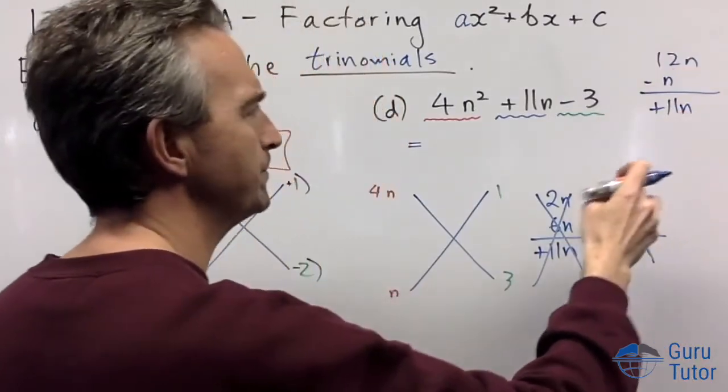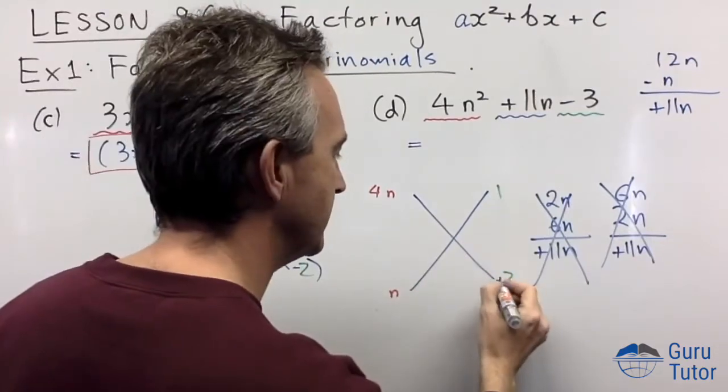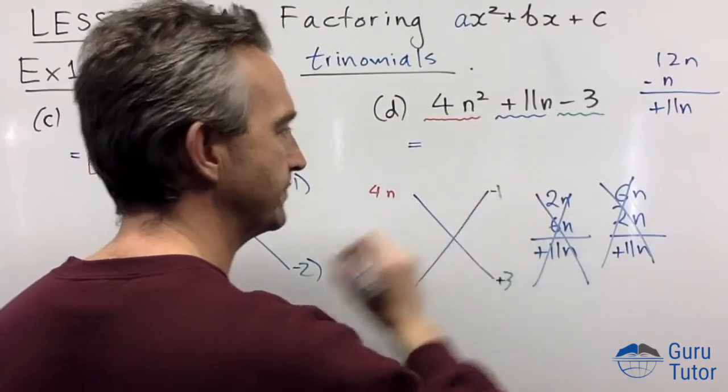Now that works. Let's backtrack here. We want a positive 12n. So this gives the 12n. That's going to be positive. We want a minus 1n. This gives the 1n. So that's going to be minus there. And there we have it.